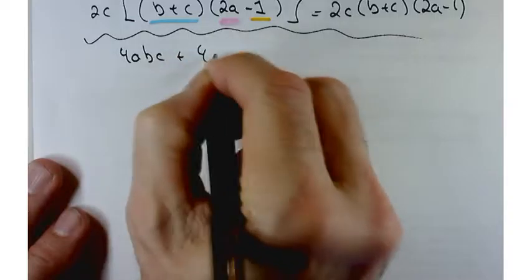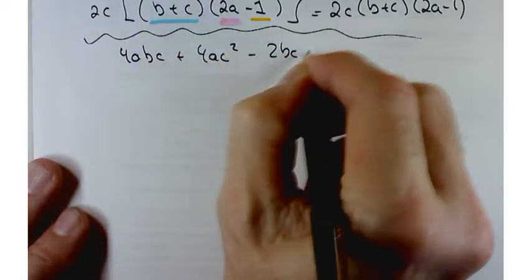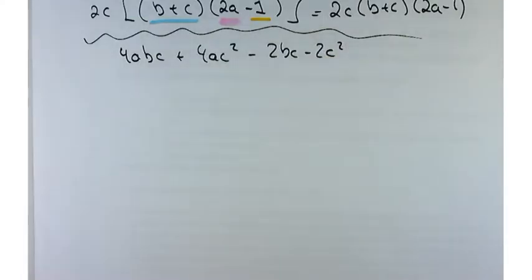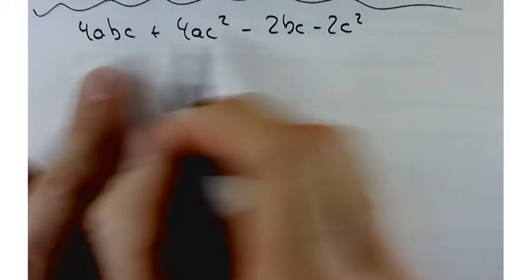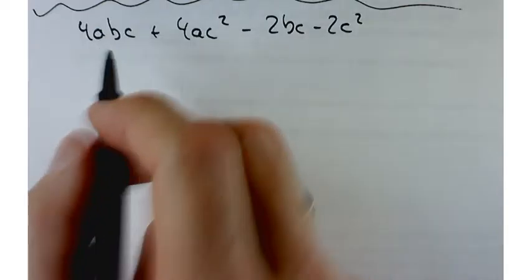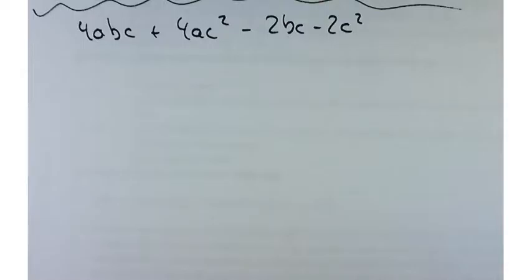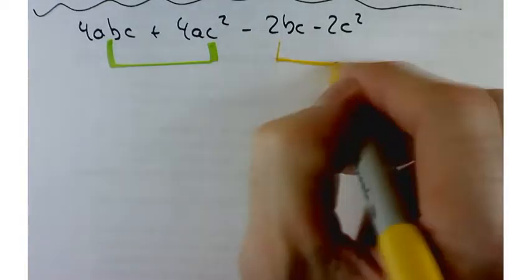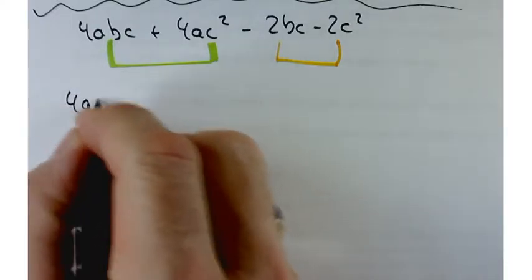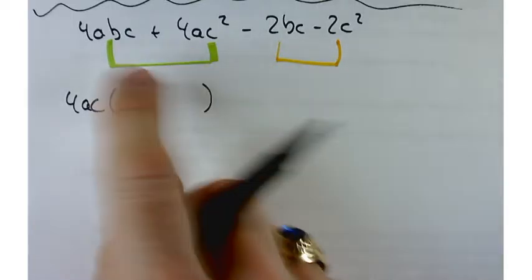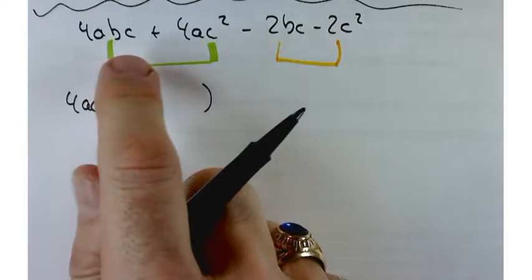4abc plus 4ac squared minus 2bc minus 2c squared. This time I'm going to charge ahead without factoring out the GCF. Maybe I just forgot it, whatever the case is. What's in common to both of these terms that I could factor out? Good, 4ac. So I'll factor out a 4ac from those two, and I'll likewise need to factor out a 2 and a c from these two. So it'll be 4ac. If I factor out a 4ac, there's not much left, is there?